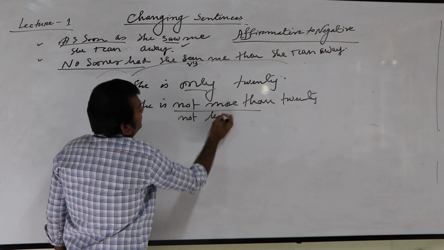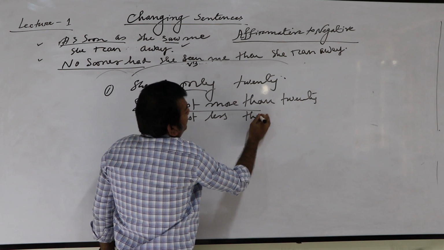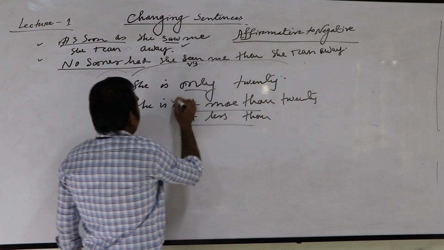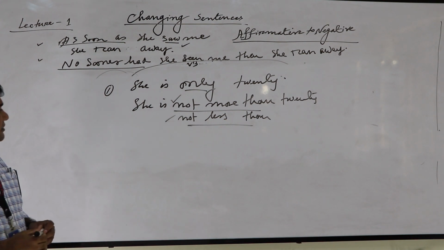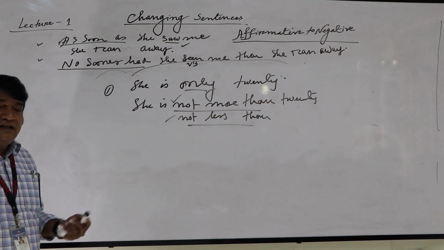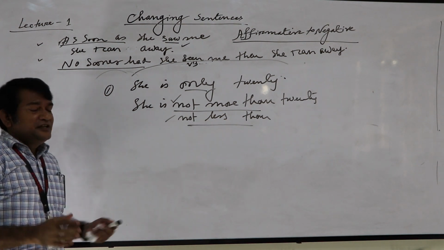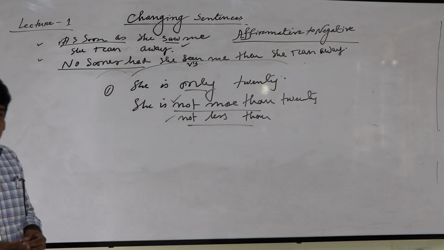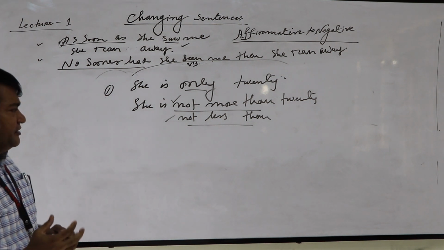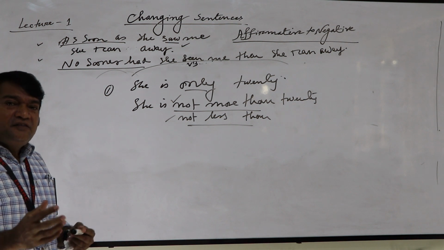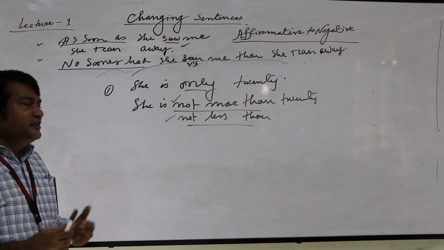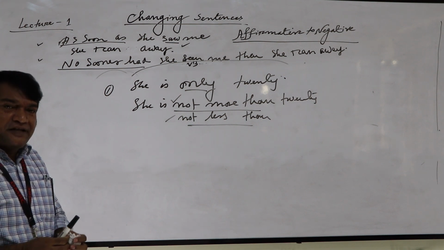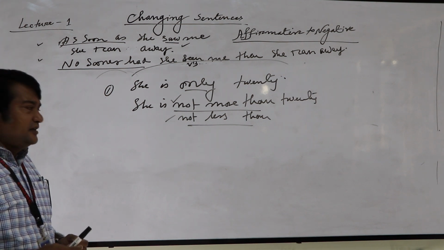Not more; if we put less, then it is the same. These two are equal, so you can use both not more than or not less than in place of only if it refers to age or time. Then none but if it refers to or represents a person, nothing but if it refers to material goods or things. That is all.